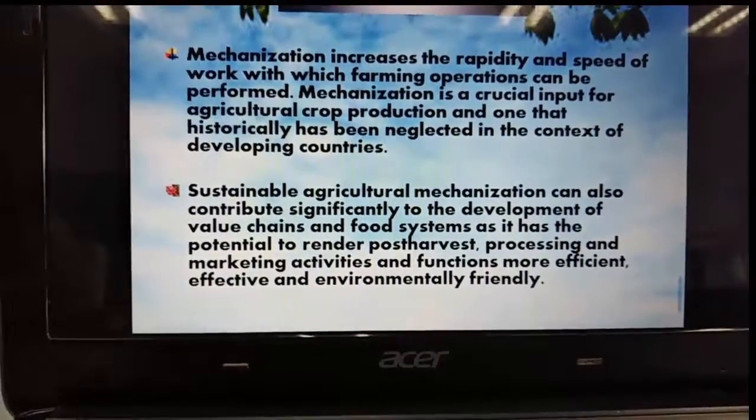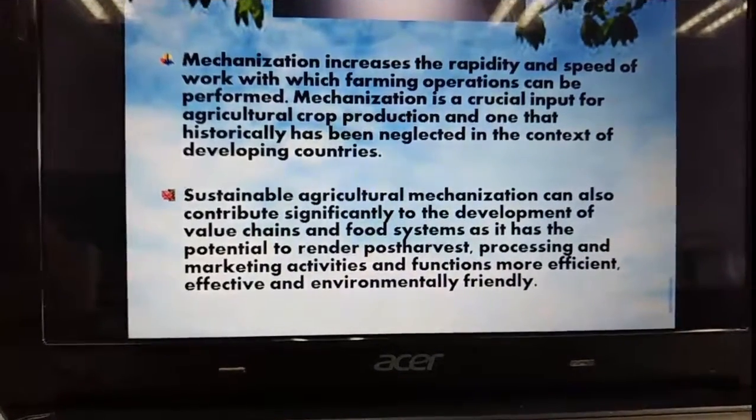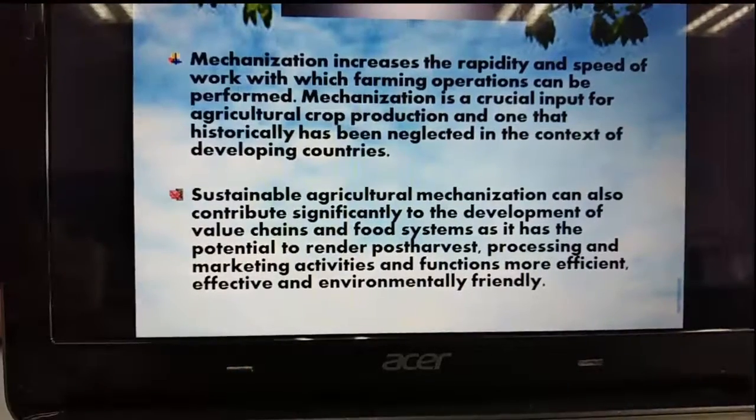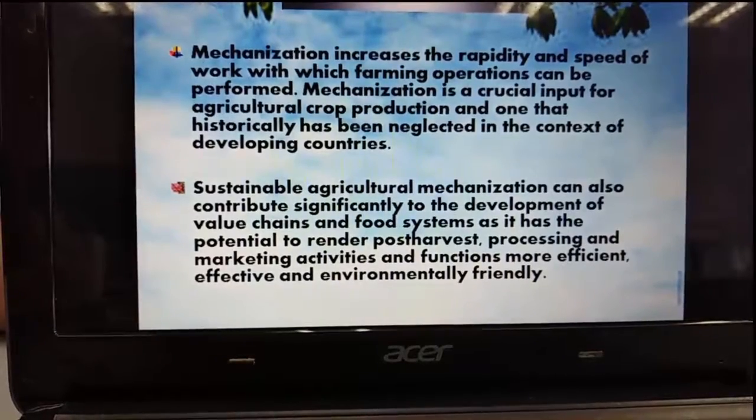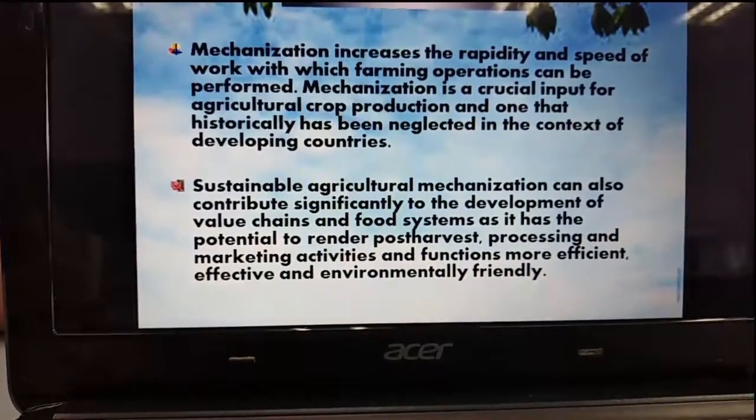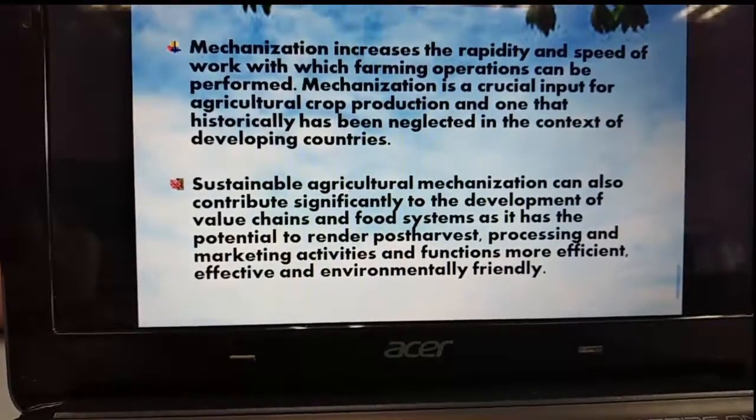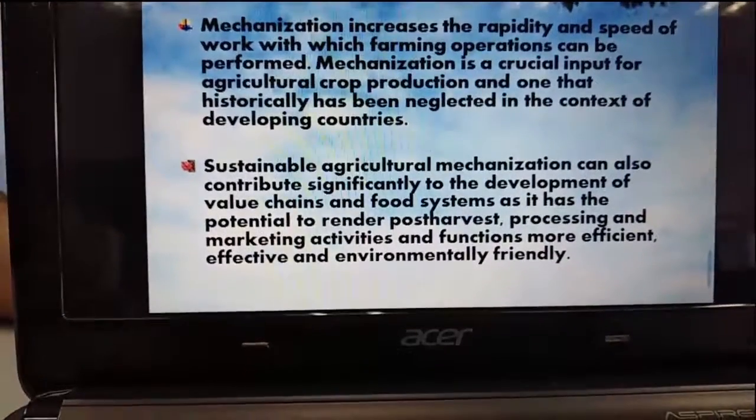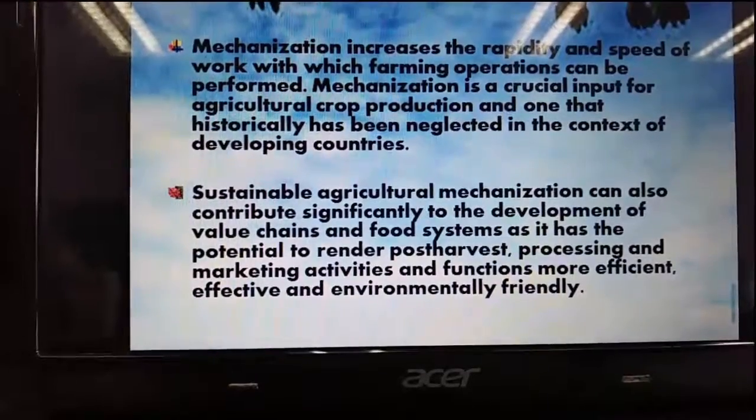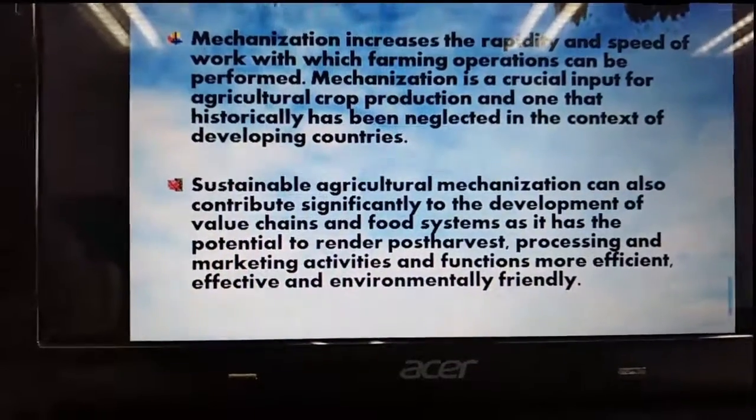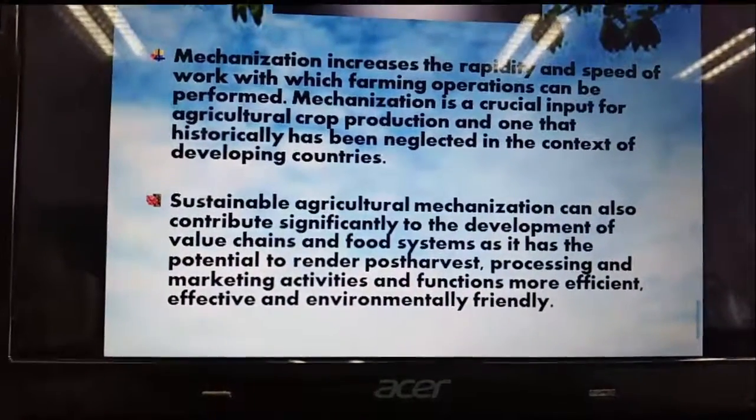Increasing the power supply to agriculture means that more tasks can be completed at the right time and greater areas can be farmed to produce greater quantities of crops, while conserving natural resources. Applying new technologies that are environmentally friendly enables farmers to produce crops more efficiently by using less power. Sustainable agricultural mechanization can also contribute significantly to the development of value chains and systems, as it has the potential to render post-harvest processing and marketing activities and functions more efficient, effective, and environmentally friendly.